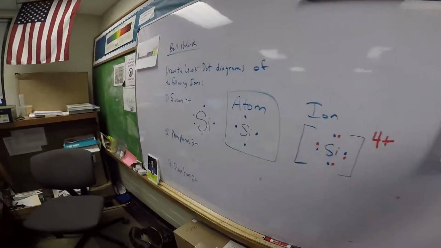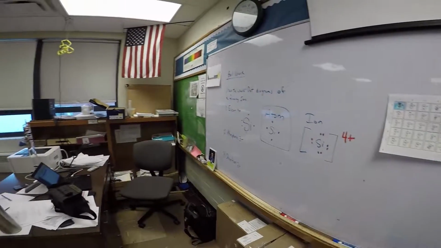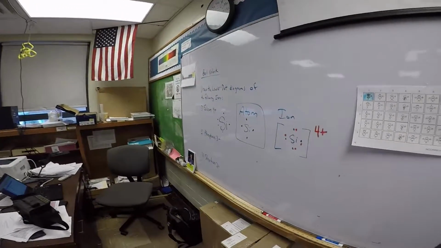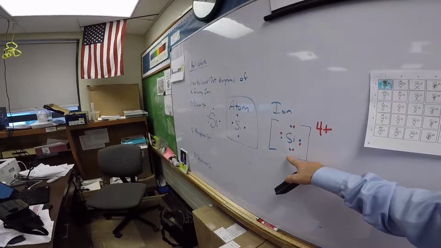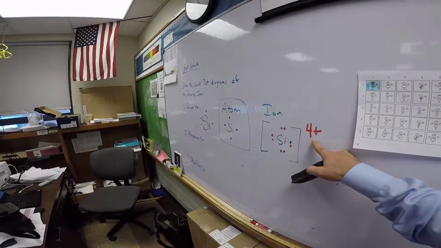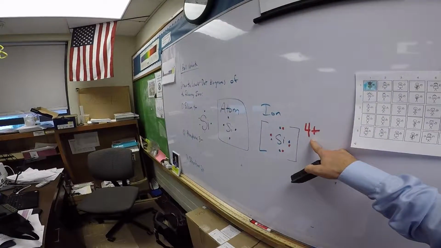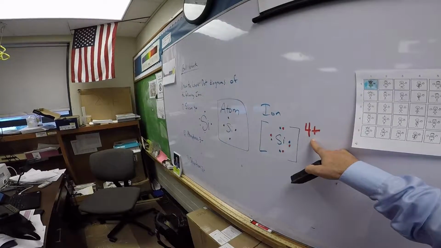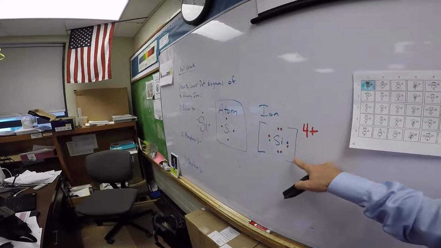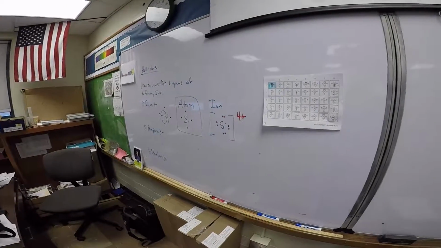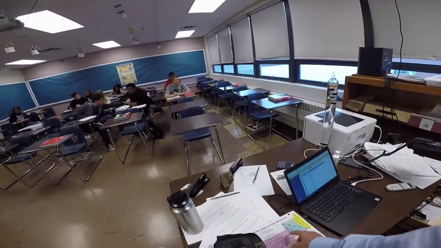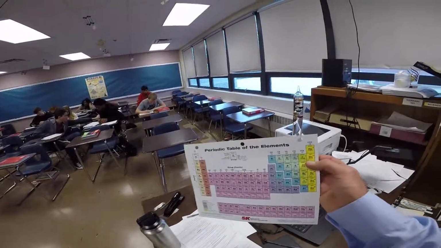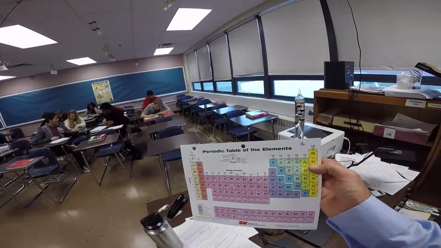This is what silicon looks like as an atom, the Lewis dot structure. And then as an ion, you're going to use these brackets because it is going to lose 4 electrons. And it's going to behave like the noble gas argon. No, silicon actually behaves like neon, the noble gas neon.